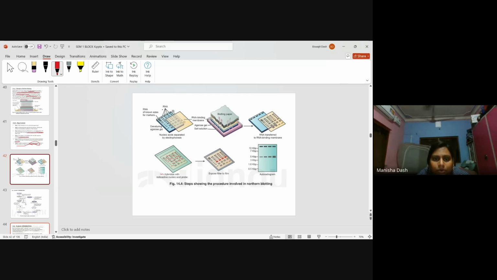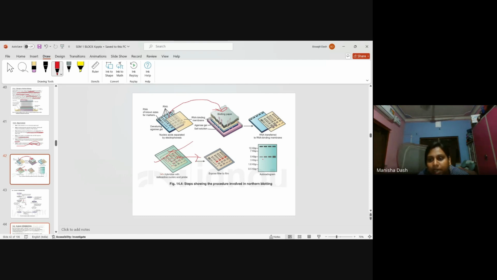Okay. So this is the RNA that has run on the denaturing gel. Denaturing gel means it will cleave or cut the RNA into smaller fragments. Then you are transferring whatever is on the gel to the blotting paper. The blotting paper is nothing but a nitrocellulose membrane. Then the RNA is transferred to an RNA binding membrane, the nitrocellulose membrane. Then you have to hybridize these RNA fragments with your desired probe. Then you just expose it to the X-ray, where the autoradiogram will be developed like this.